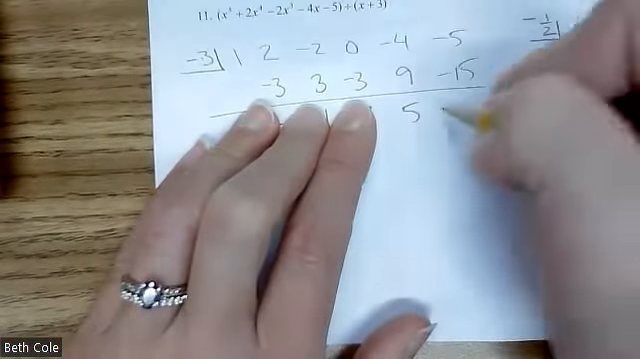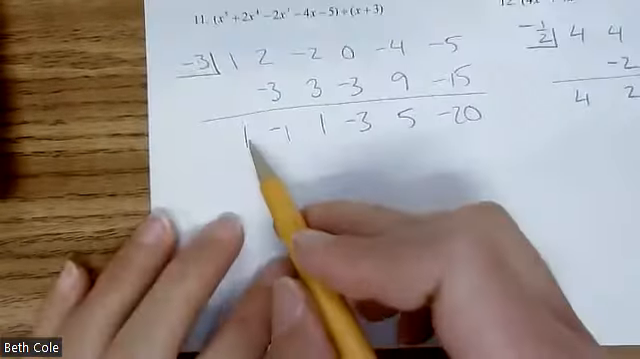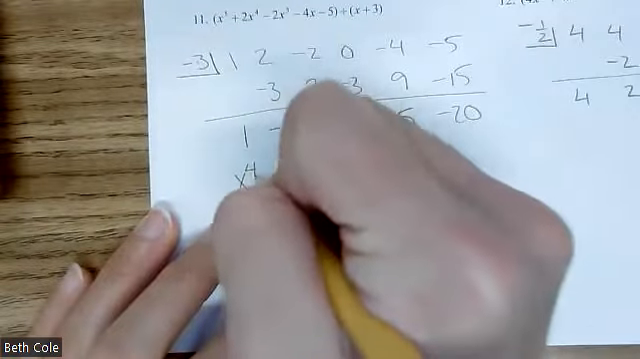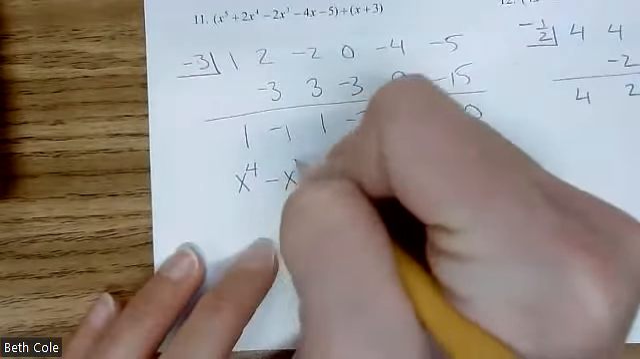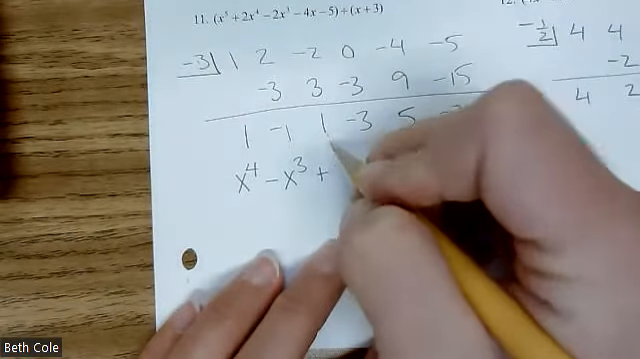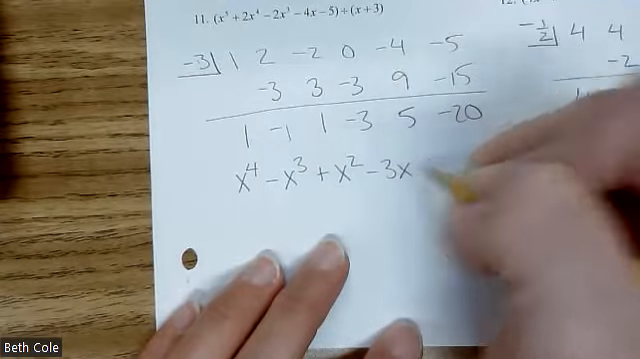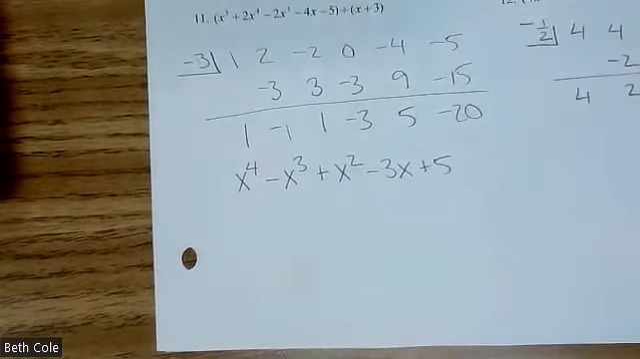-15, -20. Now, when you go to write the answer, you start with 1 less. Good. So this is going to be 1x to the 4th minus x to the third, plus x to the second, minus 3x plus 5.